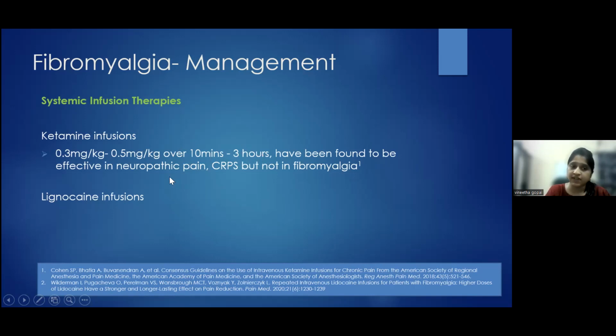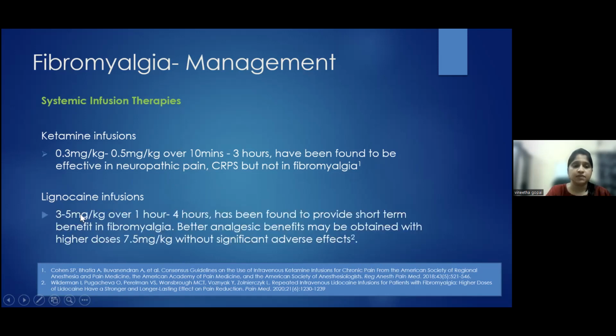There are more. I have even seen a study using 3 milligram per kg over 5 hours. But the most commonly used dosing regimen is 0.3 to 0.5 mg per kg, over a time that ranges from 10 minutes to 3 hours. And for lignocaine infusions, the commonly used dose is 3 to 5 mg per kg. Some studies give it over 1 hour, some over up to 4 or 5 hours. And it has been found to provide short-term benefit in fibromyalgia.